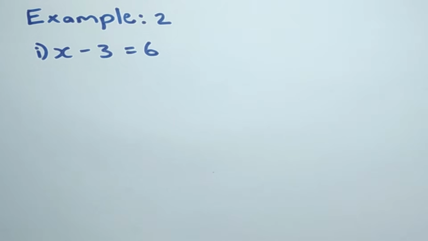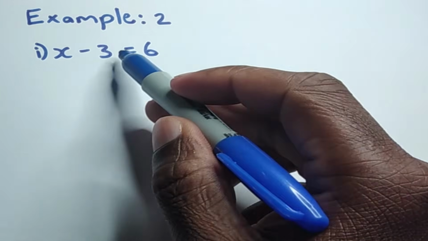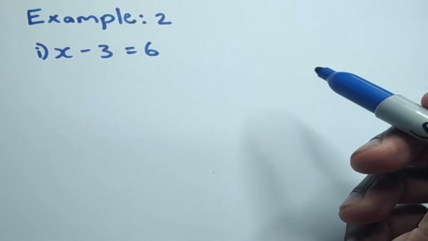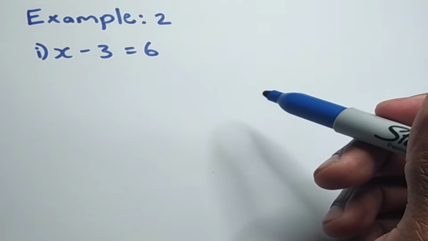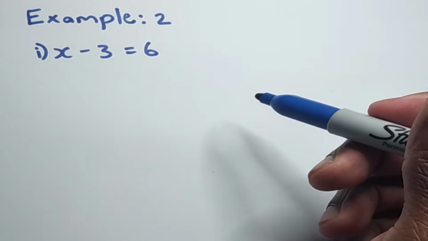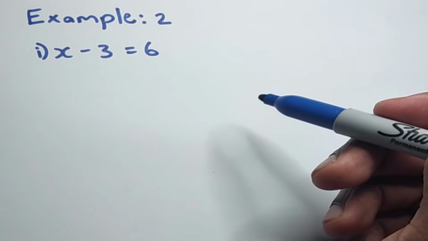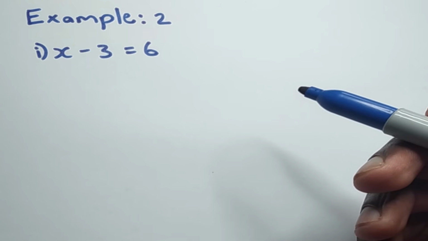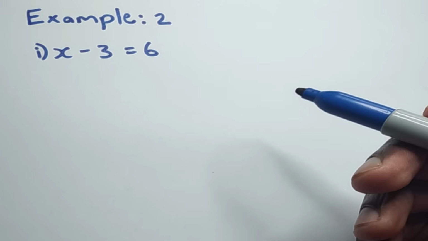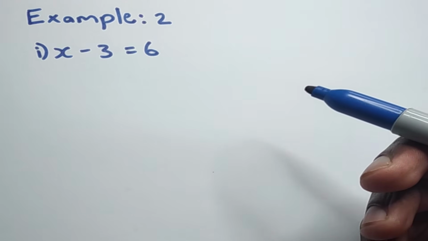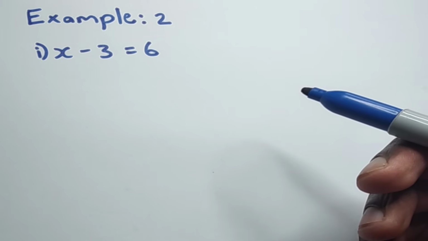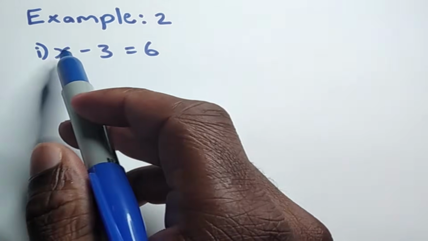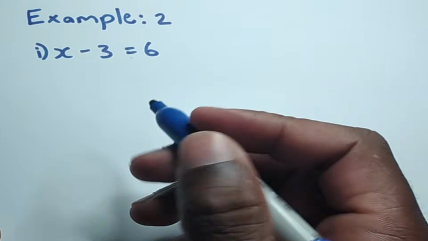Alright, so this is what we have in example 2. x minus 3 is equal to 6, alright? And by now you should be able to integrate the concept of doing the opposite of the operation that is taking place to solve a problem like this, alright? And if you wish to try, you can always pause this video right here and then resume the video and see how I go about solving an equation like this, alright? So here we have x minus 3 is equal to 6.